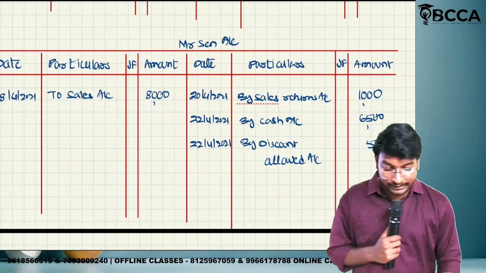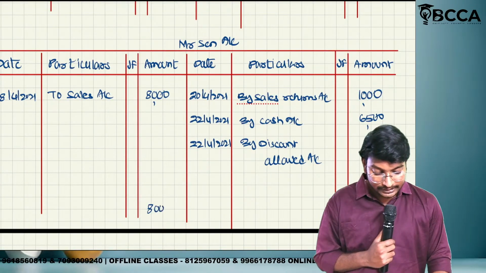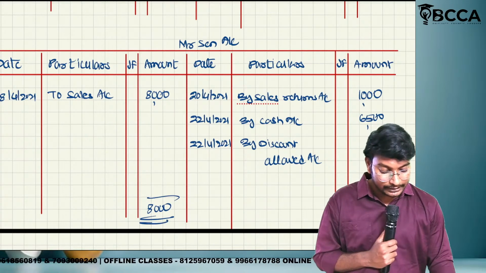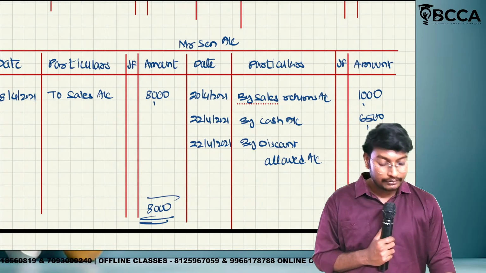Mr. Sane account will be tallied. Yes or no? Both the sides we are getting a similar amount of 8,000. So that, what is the meaning of this one?